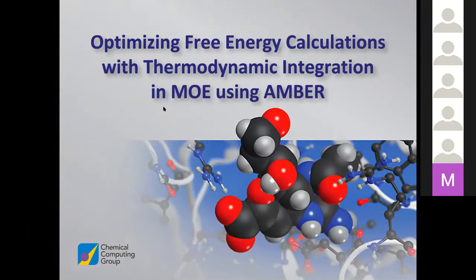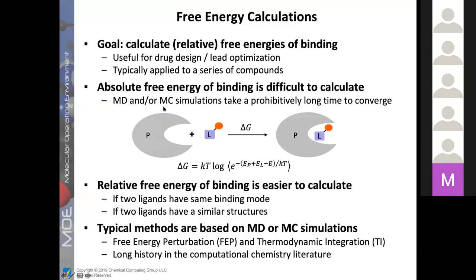I work for CCG, and I wanted to share our adventure to implement the thermodynamic integration method from AMBER in our software Mo. As we heard many times today, the goal of free energy calculations is obviously to predict absolute and relative free energy of binding, which is super interesting and useful for drug design and lead optimization. You basically apply this to a series of compounds, which makes this approach kind of complex to set up. So our goal was to come up with a platform which allows everyone to use free energy calculations.